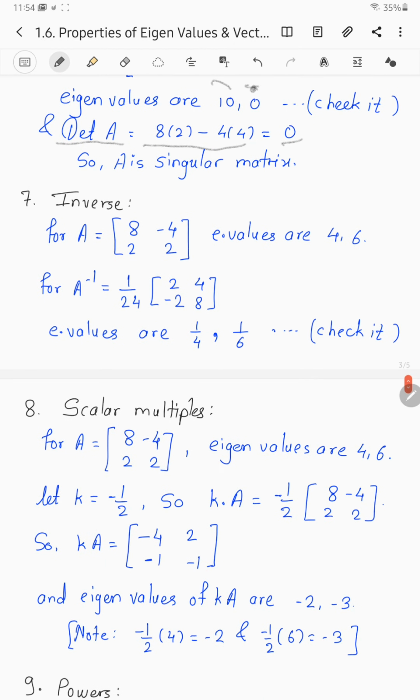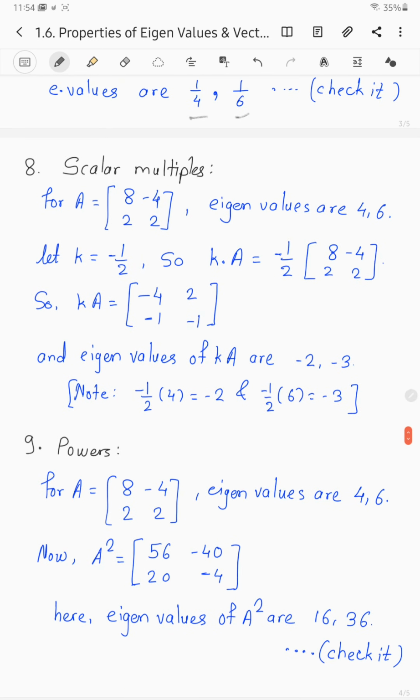A inverse. For matrix A, 8 minus 4 2 2, the eigenvalues are 4 and 6. Now if you find A inverse, we get A inverse like this. We all know the formula of A inverse is 1 upon determinant of A into adjoint of A. By using this formula, we find A inverse. After finding A inverse, we find the eigenvalues again for this matrix. Now for this matrix, eigenvalues are 1 by 4 and 1 by 6, exactly the reciprocals of 4 and 6.